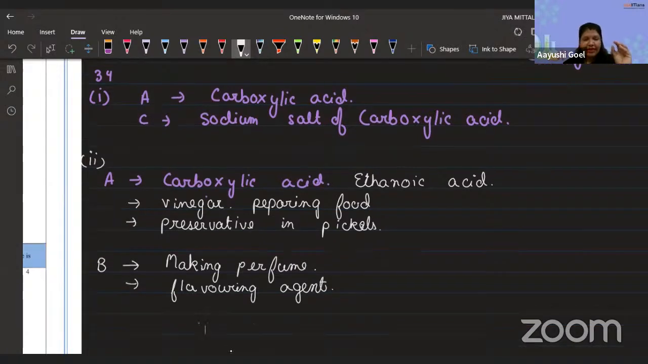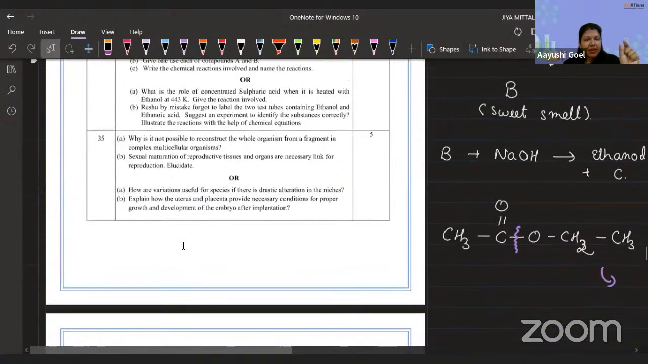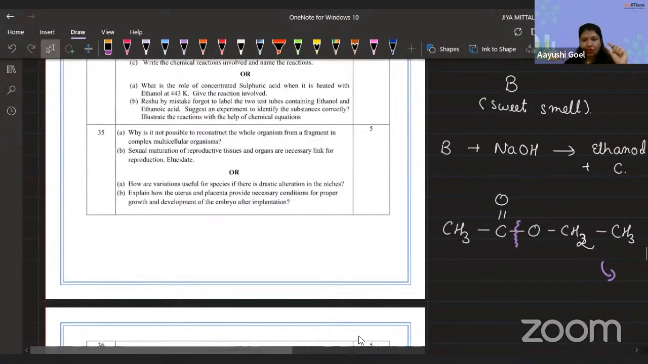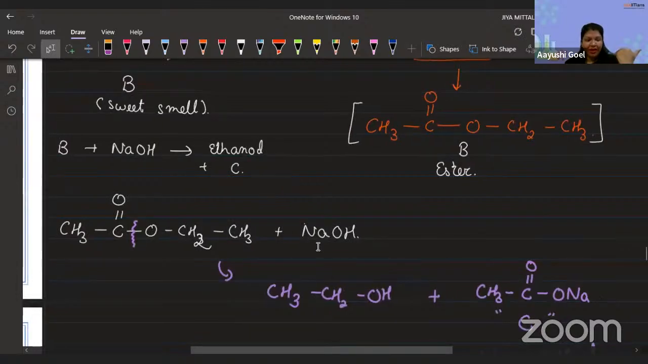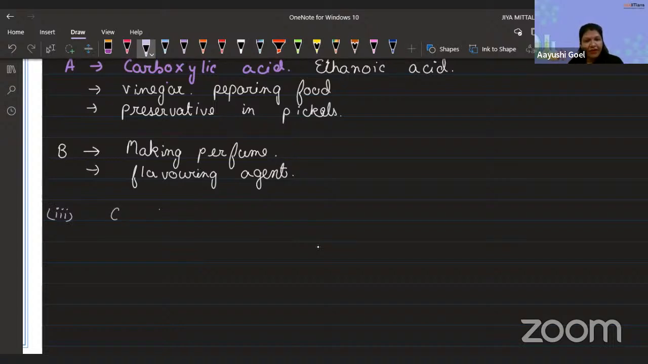In the case of the third option, what do we have here is the third question they have asked: write the chemical reaction involved and name the reaction. So we have to write the chemical reaction and the name of the reaction. I have already given the reaction, but I'm writing it again. So the third answer is how you have to write properly. So third, we have ethanoic acid.